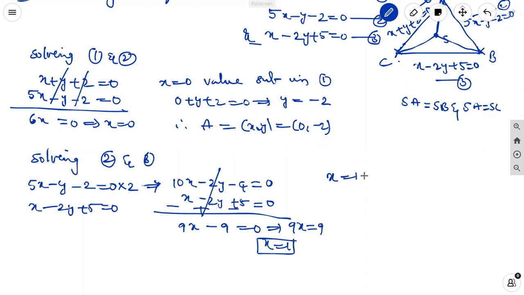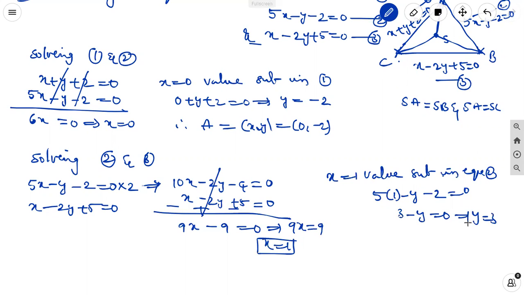Substituting x equal to 1 in equation 2, 5 into 1 minus y minus 2 equal to 0. 5 minus 2 is 3 minus y equal to 0. From this, y equal to 3. Therefore, B vertex is x comma y equal to 1 comma 3.